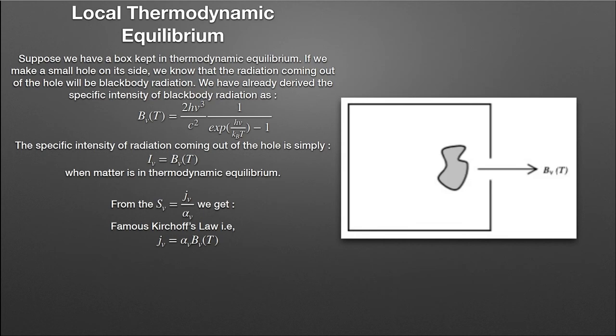B_ν is equal to 2hν³/c² multiplied by 1 upon exponential of hν by k_BT minus 1. So now the specific intensity of the radiation coming out from the hole is simply I_ν equal to B_ν. We should keep in mind that this is only applicable when we have assumed our matter to be in thermodynamic equilibrium. From the definition of the source function, we know that S_ν is equal to j_ν by α_ν, that is, the emission coefficient divided by the absorption coefficient. So from all these equations, we get the famous Kirchhoff's law: j_ν is equal to α_ν B_ν.